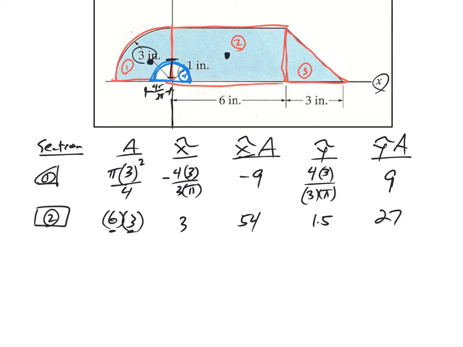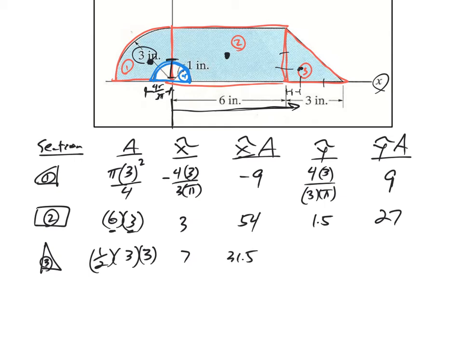All right, the triangle, section number 3. Area of a triangle is 1/2 base times height. The centroid is right here. Break this up into thirds. It's a third closer to the left, a third closer to the bottom. In the x direction, the x tilde is 1 right here, but remember from the origin, it would be 7. Multiplying those together, 31.5. The y tilde from the origin is 1. Multiplying those together, 4.5.